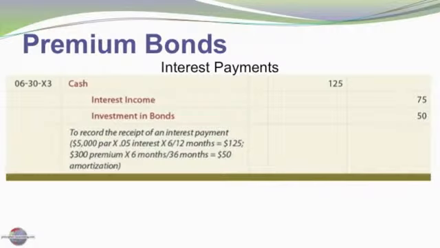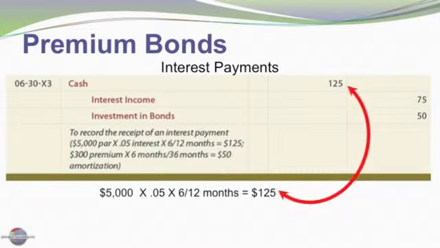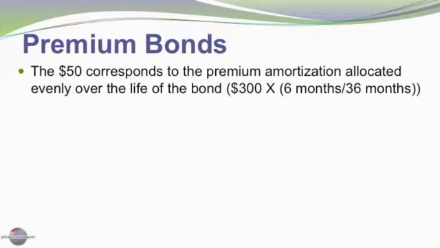Now let's look at the calculations here. We collect our $125. That's the 5% of the $5,000 face for half a year. Of the $125 received, $75 is recorded as interest income. The other $50 is treated as a return of the investment. The $50 corresponds to the premium amortization.